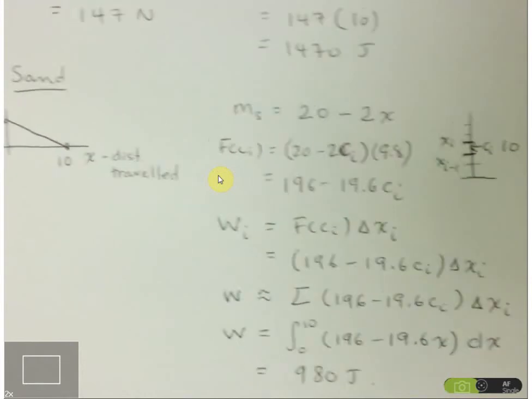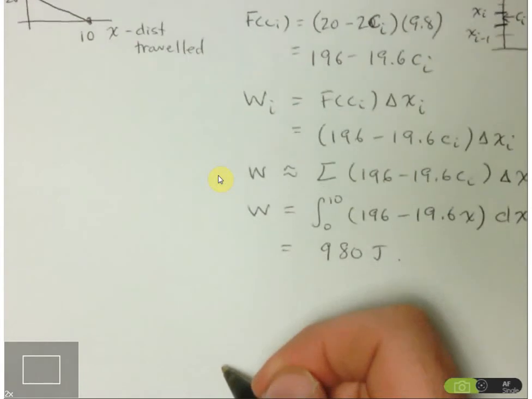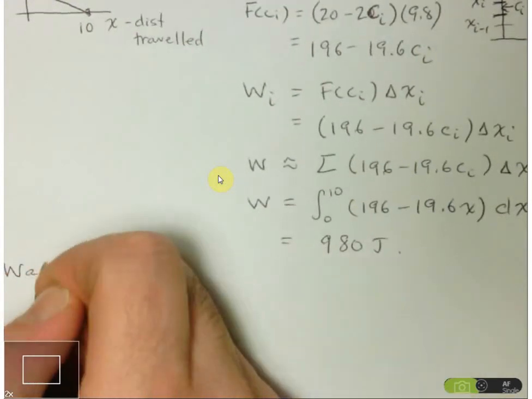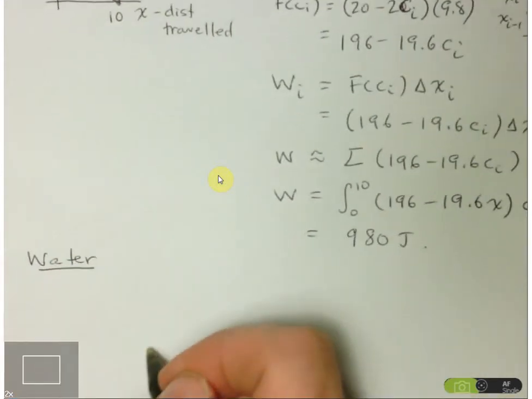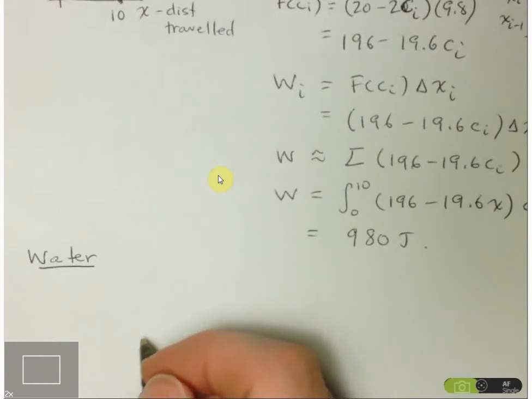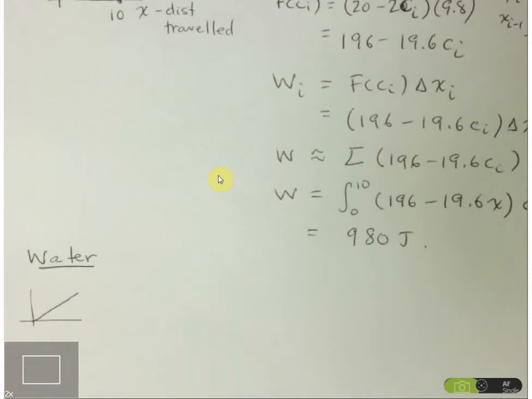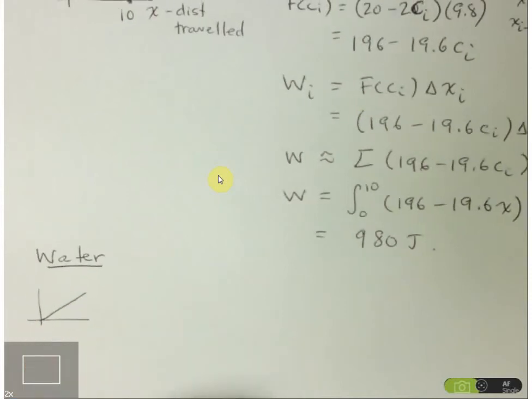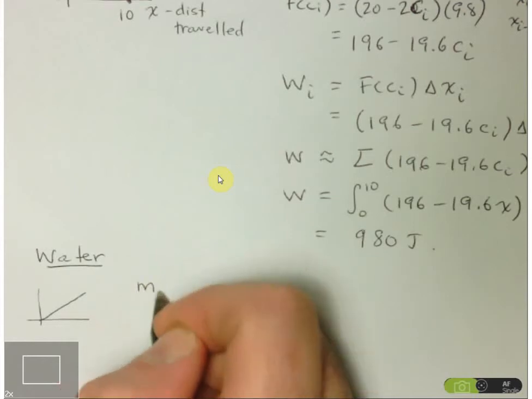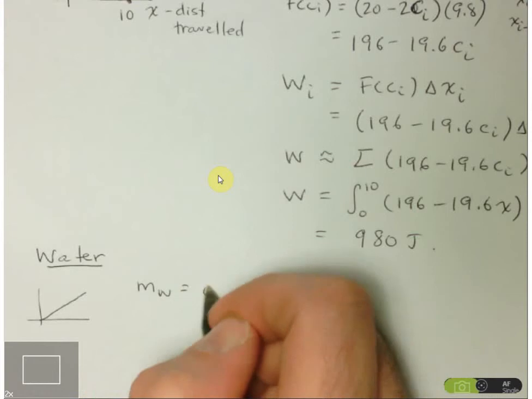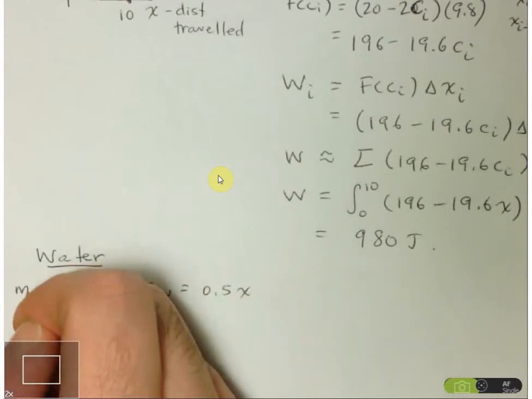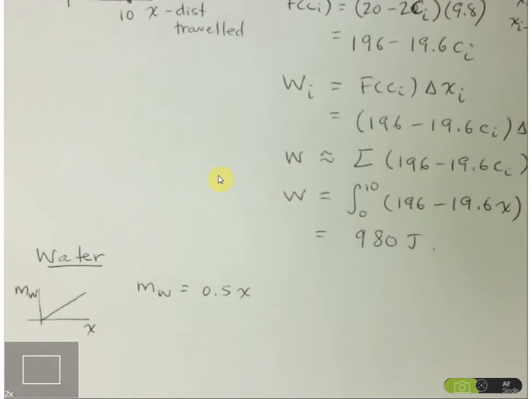Now we're going to take a look at the work required to bring up the water. We have a similar situation as we did with the sand, in that the mass of the water is changing over time. So again, I'll draw a little graph. I start off with no water, and eventually it just keeps accumulating at a constant rate. We already know the rate of change, and we know that it starts at 0, so we can write very quickly that the mass of the water is given by 0.5x, where again x is the distance traveled up the ladder.